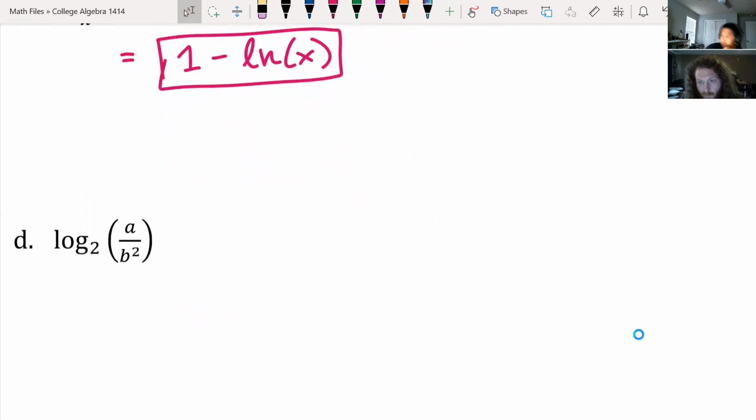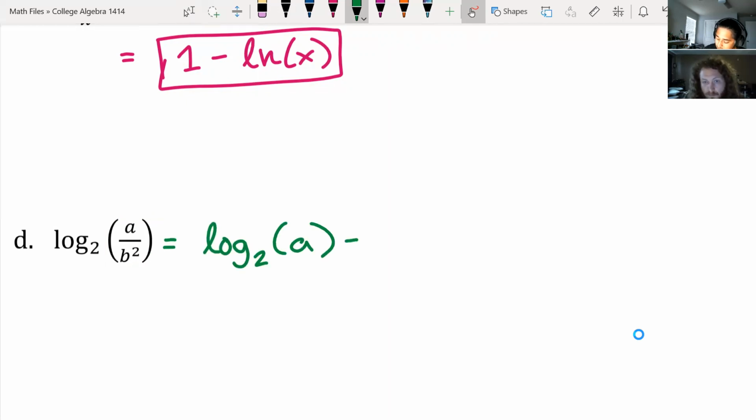Okay. Again. D. Log base 2 of a over b squared. So again, there's a quotient inside your log, so we can write it as a difference. And you'll get log base 2 of a minus log base 2 of b squared.